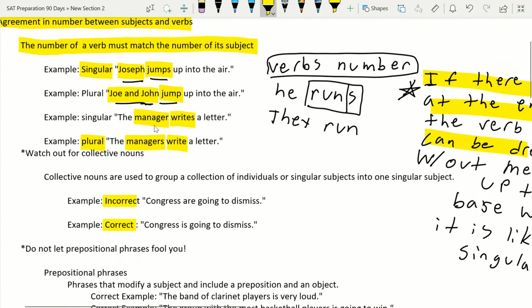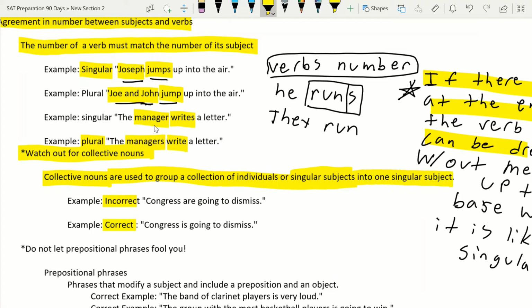So we've got watch for collective nouns, right? This is an important thing you need to know as well, so I would write this down. Collective nouns. So what are collective nouns? Well, collective nouns are used to group a collection of individuals, a collection of people or a collection of singular subjects. That could be animals, it could be something else. So you have them in one singular subject.